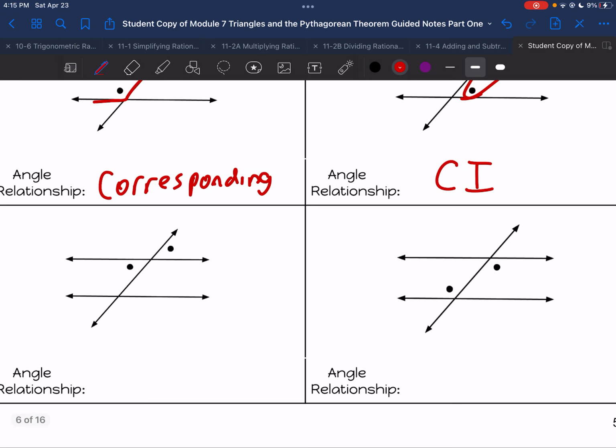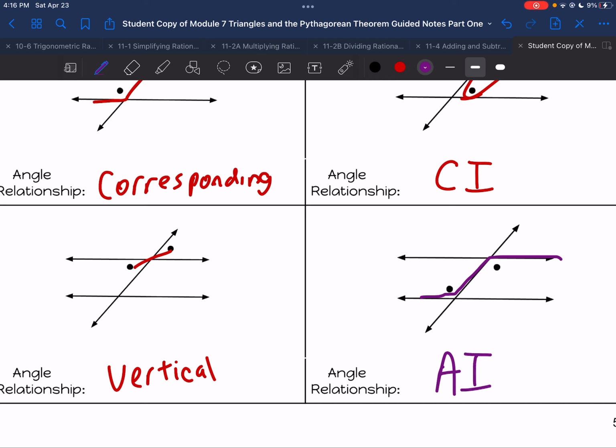And our last two examples here, we have two that are directly across from each other. Those are going to be vertical angles. And then we have another pair where it's opposite sides of the transversal. They're on the inside, so that is alternate interior angles.